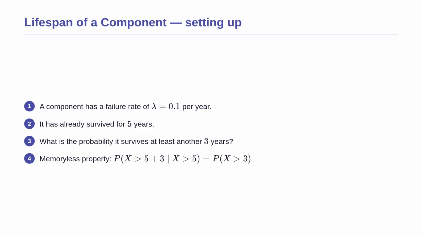The vertical bar in our equation represents conditional probability. Because the distribution is memoryless, the fact that it already survived 5 years is completely irrelevant. The probability simplifies entirely to just the probability of surviving more than 3 years from scratch.